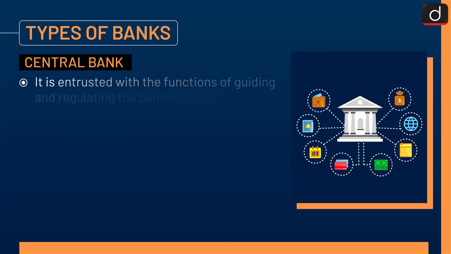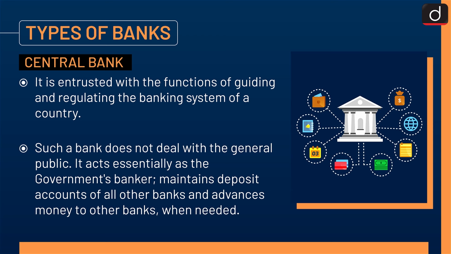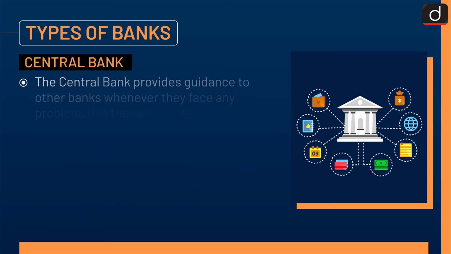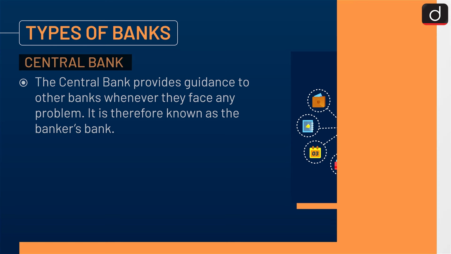First is the central bank. It is entrusted with the functions of guiding and regulating the banking system of a country. Such a bank does not deal with the general public. It acts essentially as the government's banker, maintains deposit accounts of all other banks and advances money to other banks when needed. The central bank provides guidance to other banks whenever they face any problem. It is therefore known as the banker's bank.